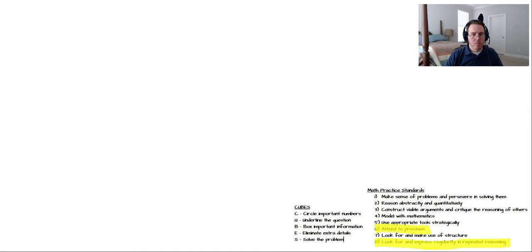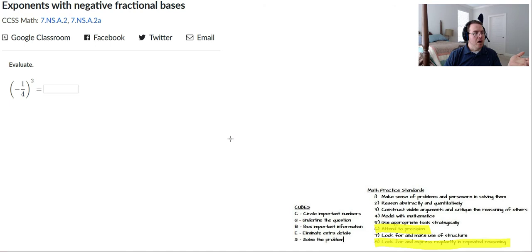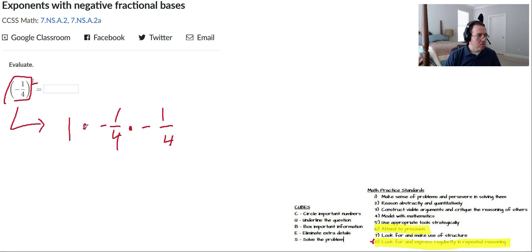So what if you have negative fractional bases? Now, this is where a lot of you panic and you think, oh no, there are fractions, but you're going to have to face that. So let's just use the exact same rules we've been using. Again, look for and make use of regularity. We're doing the second power of whatever this is. That means we're going to be doing 1 times whatever's here twice. So that'd be negative 1/4 times negative 1/4. So I do it twice.